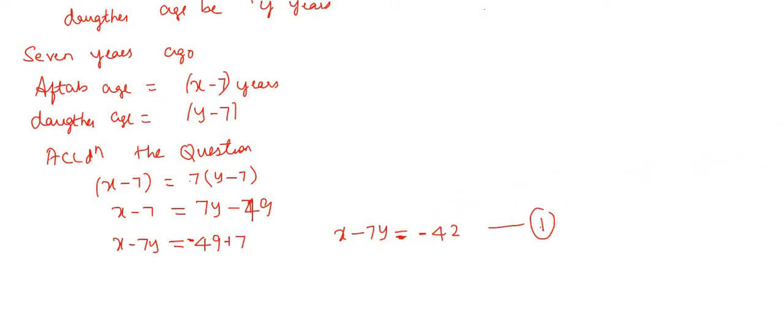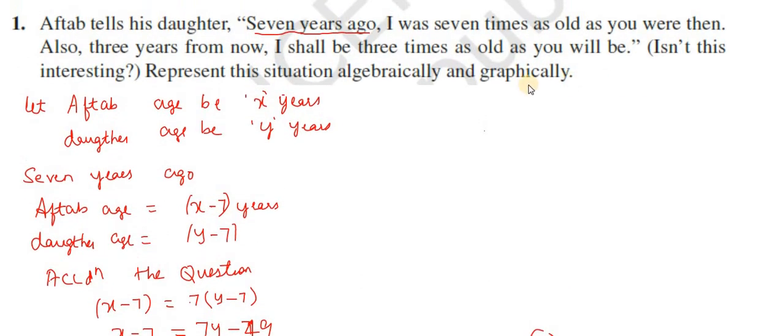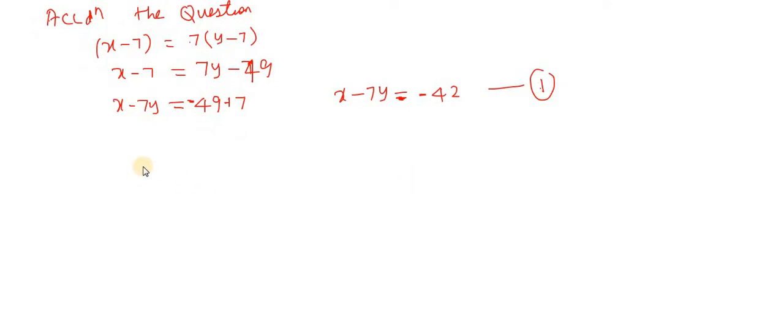So next, what is one more thing they give? Now it is the future. What we talked about was the past, a flashback. Now we are going to speak about the future. What is the one more statement telling? Also, 3 years from now, in the sense that we need to add. So 3 years from now, I shall be 3 times as old as you will be.